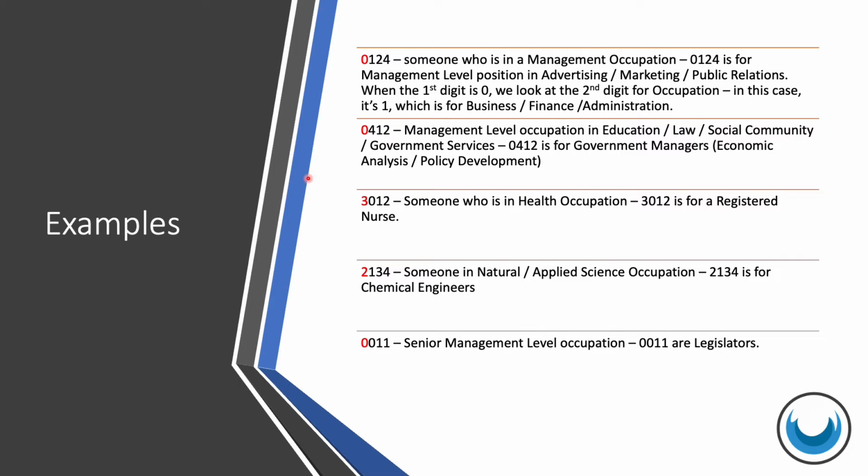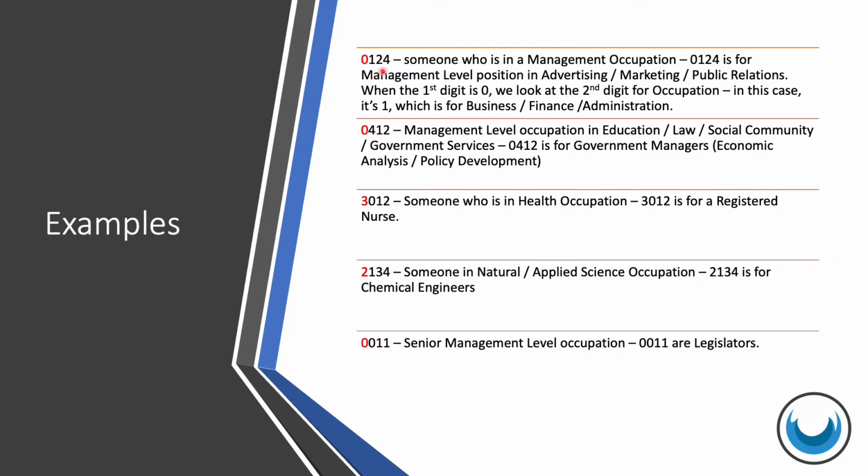Now there is a slight confusion here because when a NOC code starts with a 0, which is the first digit, the first digit should actually represent an occupational category. In this case, if it starts with a 0, then we look at the second digit to understand the actual occupation category. Because 0 means we know they're in a management level position, but where are they in the management level position? Are they working in business and finance? Are they working in natural resources? Are they working in healthcare occupation? How do we find that out? So then we look at the second digit in these cases.